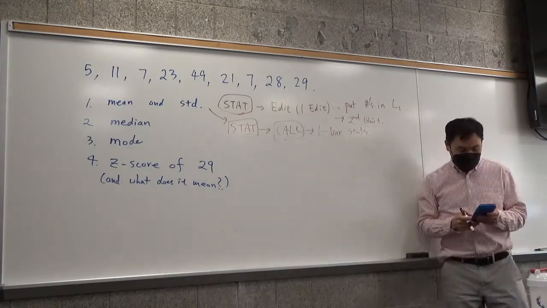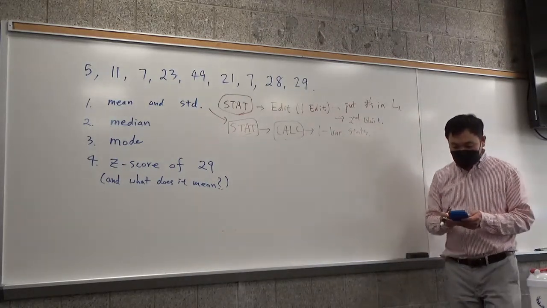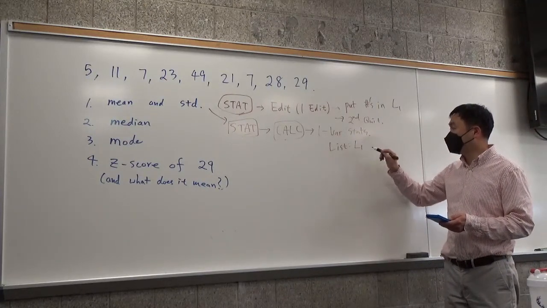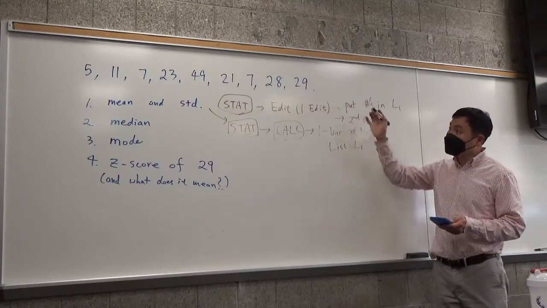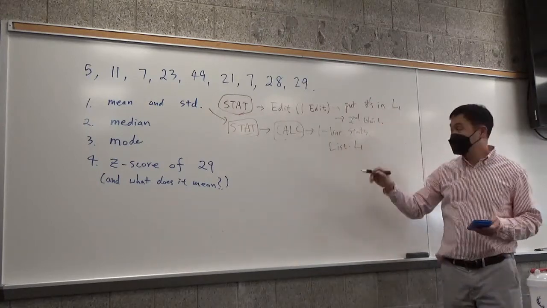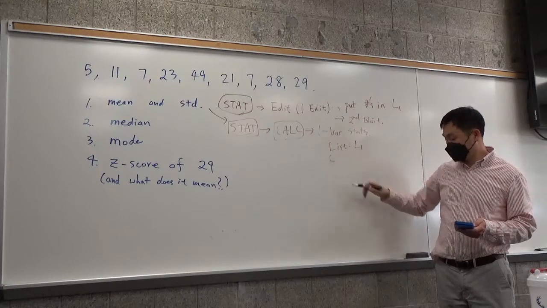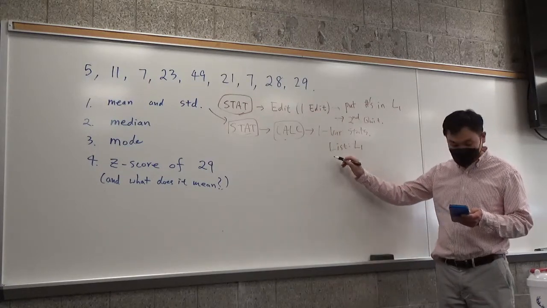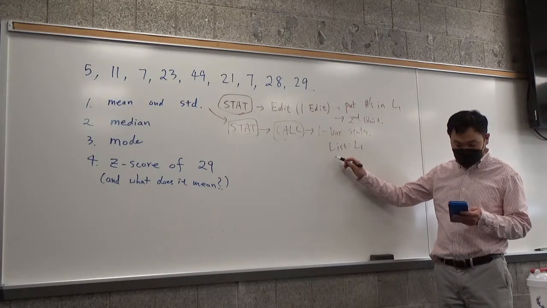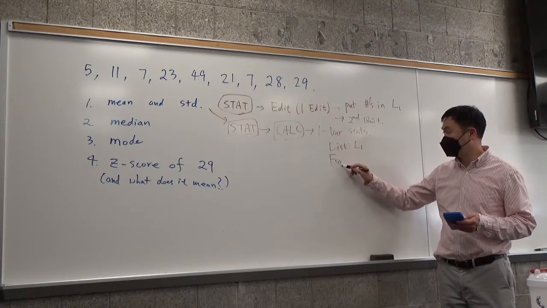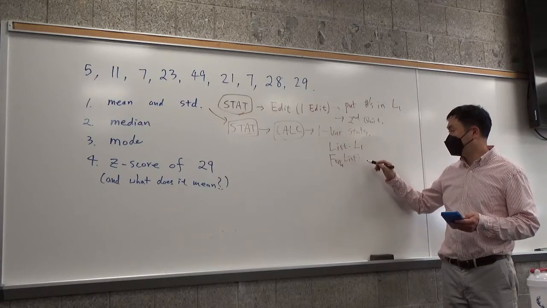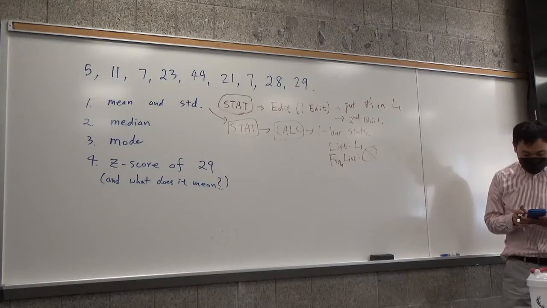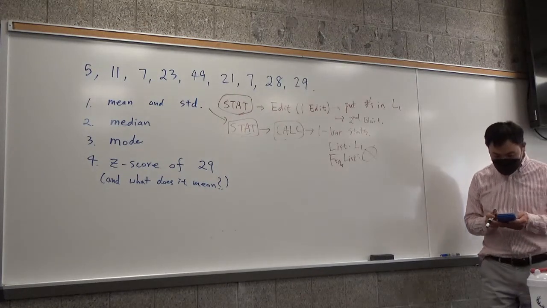Do that. And make sure that the list is L1. And here we don't have a frequency list, right? So in the frequency list, just delete. If you have some data there, it's going to cause incorrect answers. So for the frequency list, you don't put anything. It should be blank. So I just clear that one.